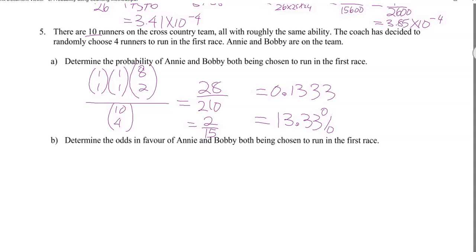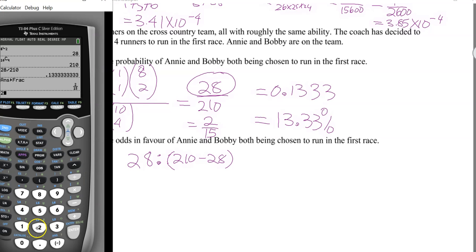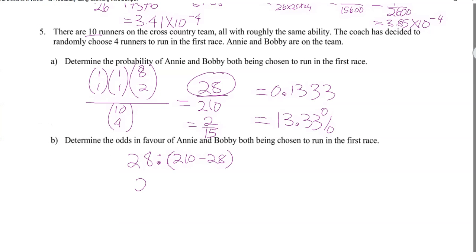Determine the odds in favor of Annie and Bobby both being chosen. Odds in favor is favorable. So we could go 28 to 210, which if we did, that would be wrong. It's 28 to 210 minus 28. 210 minus 28 is 182. So 28 to 182. To reduce that, well, actually just look here. It would be 2 to 13.